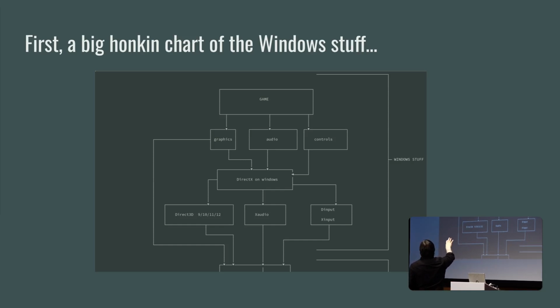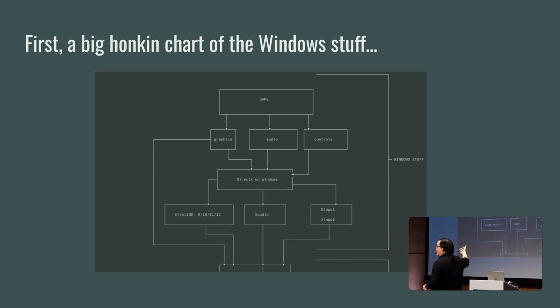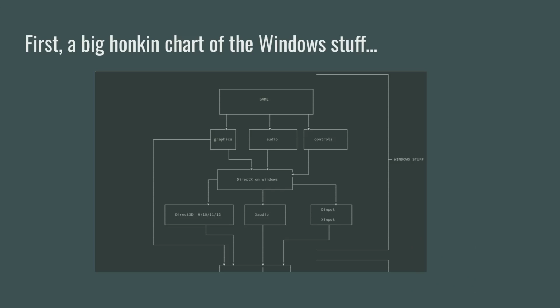The game has 3 main components. There are several Windows APIs that Wine translates. But the main 3 are your graphics, your audio, and your controls, your device input. Those on the Windows side generally go through DirectX. DirectX then separates them into 3 main components, which are Direct3D, which is versions 9, 10, 11, and 12. You do have older versions, but most of the time it's those 4. You've got XAudio for your audio, and then you have DInput and XInput for your controller inputs.